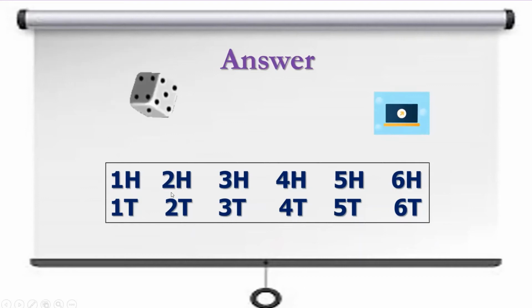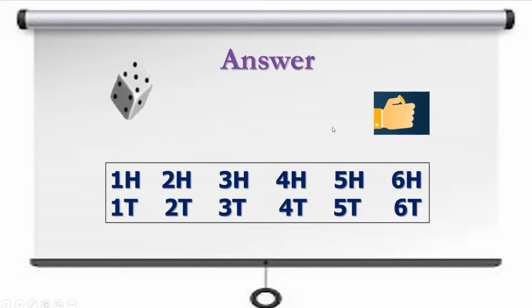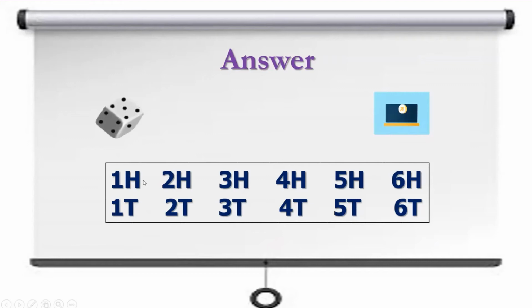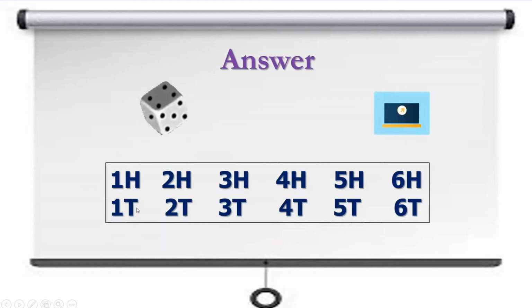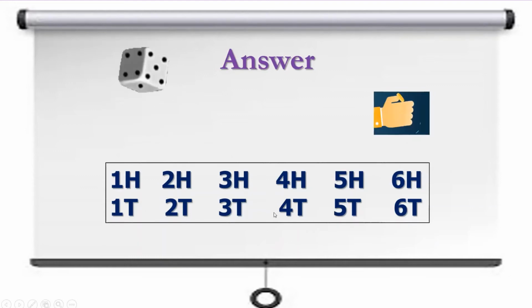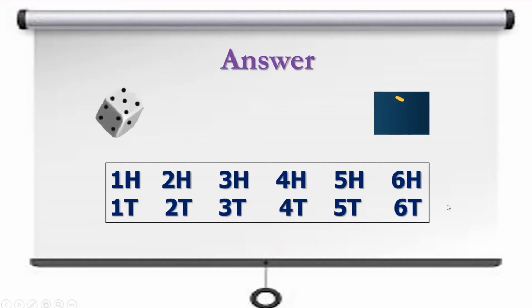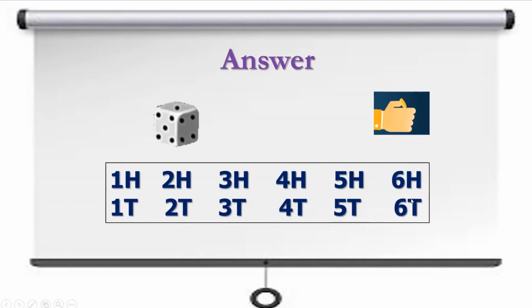Pwede rin na kay die yung number 2, yung dalawang dots, and kay coin yung head pa rin. So 1 and head, 2 and head, 3 and head, 4 and head, 5 and head, 6 and head. So i-pair nyo. 1 and tail, 2 and tail, 3 and tail, 4 and tail, 5 and tail, 6 and tail. So there are 2, 4, 6, 8, 10, 12 possibilities or 12 ways.